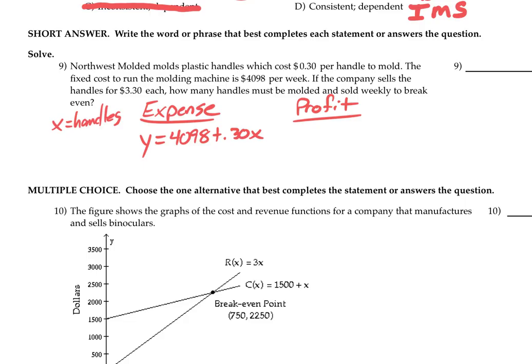Okay, my profit, once I've got the handles molded, then I'm going to sell them. And we can sell them for $3.30 a piece. And what I'm looking for is what's the break-even point? How many handles do I need to mold and sell in order to break even? Obviously, I would want to do more than that to make money, but right now we're looking for the break-even point. So we're looking at when are these two going to be equal? So what would be the easiest way to solve to make these two equal?